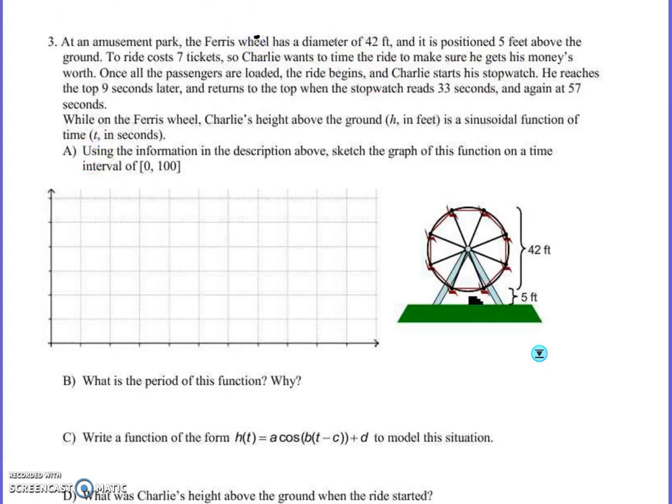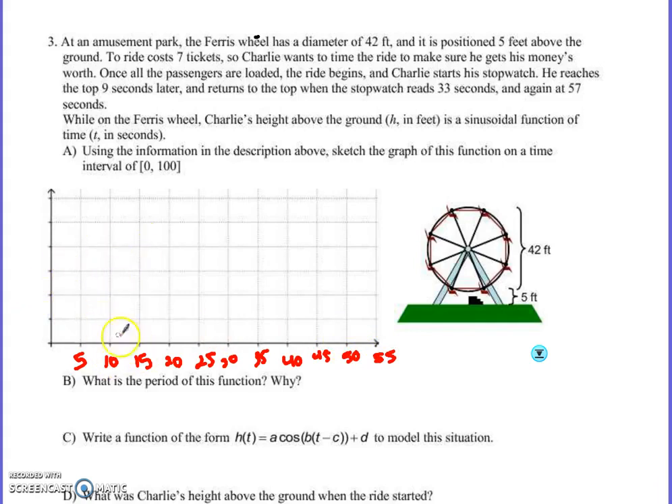So let's label our graph here, and I'm going to switch to a different color. If we go by fives, so 5 seconds, 10 seconds, 15, and so forth, 20, 25, 30, 35, 40, 45, 50, and 55.